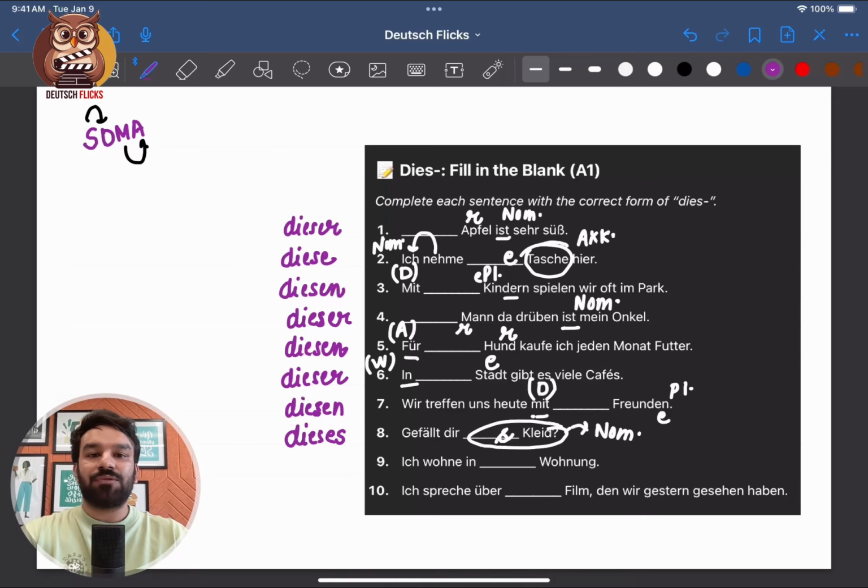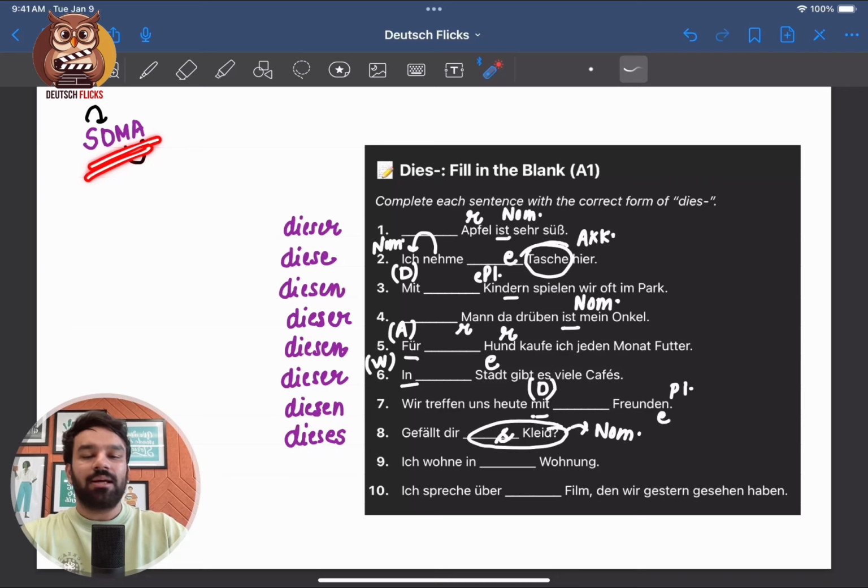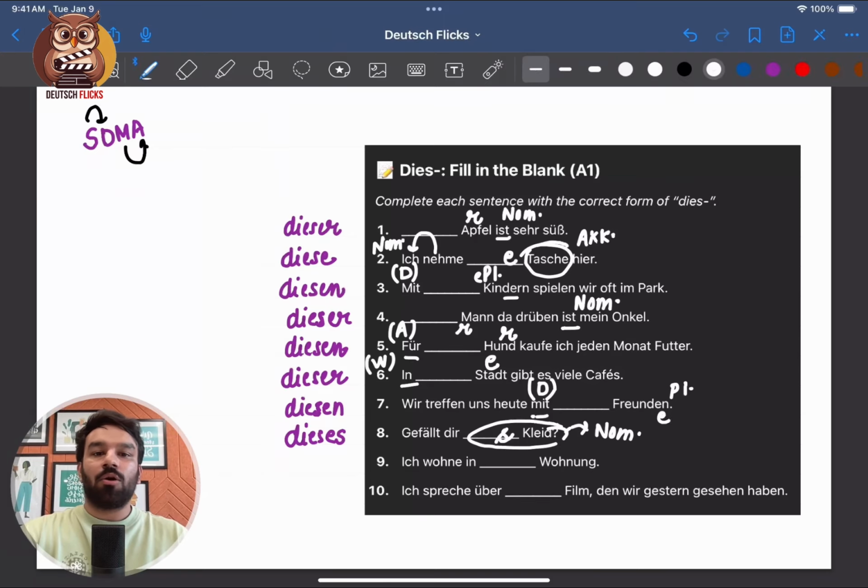Nummer 9. Ich wohne in Lücke Wohnung. Again we have in, a Wechsel preposition. So it behaves both as accusative and dative. How will you decide? By checking STMA, stationary dative, motion accusative. So, I live in this apartment. There's no motion, right? We'll go with dative treatment. Now the original article of Wohnung is die. How does die change in dative? Der, right? So we'll go with dieser.